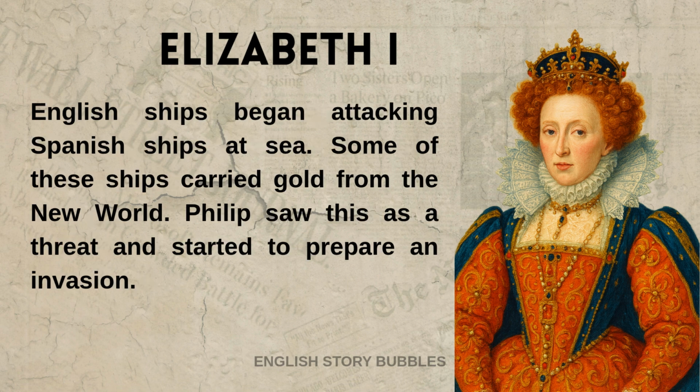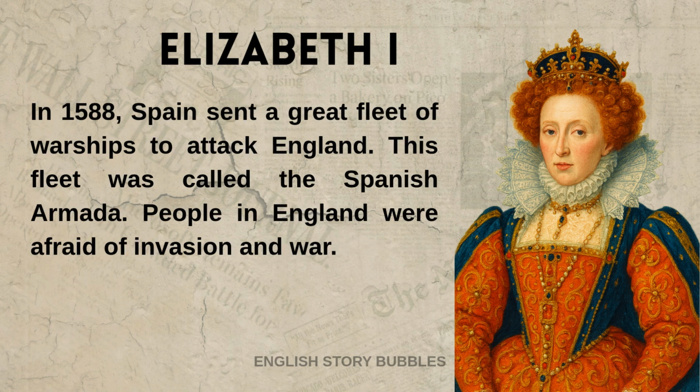English ships began attacking Spanish ships at sea. Some of these ships carried gold from the New World. Philip saw this as a threat and started to prepare an invasion. In 1588, Spain sent a great fleet of warships to attack England. This fleet was called the Spanish Armada. People in England were afraid of invasion and war.